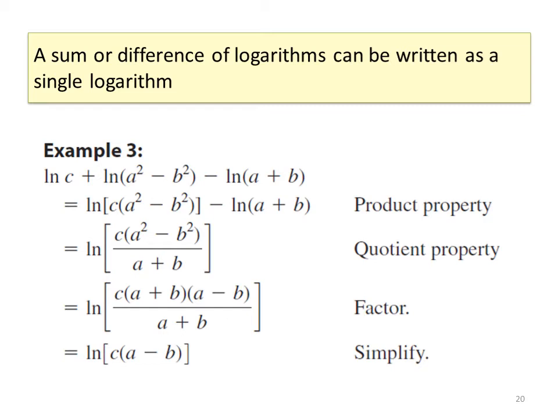The difference of the two terms, these are the difference of two logarithms. It can be written as the logarithm of the quotient. So this is ln c times (a squared minus b squared) divided by (a plus b). You can simplify the expression inside the bracket a little more. This can be written as c times (a plus b) times (a minus b). Now you have a common factor, a plus b. You can cancel that, and you end up with ln c times (a minus b).